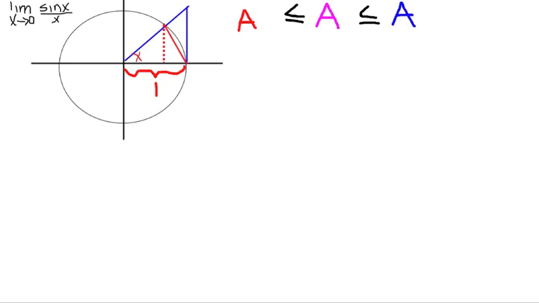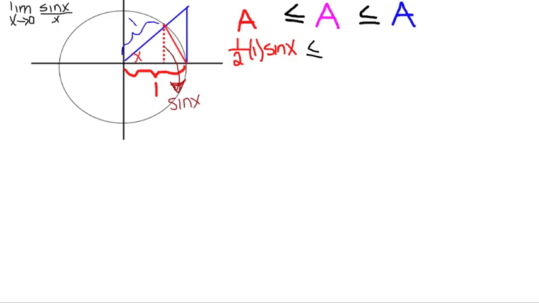So if I have this angle x, I also know that the hypotenuse of this right angle triangle I've made is 1, because it is also the radius of the unit circle, which then makes the opposite side sine of x. So the area of a triangle is 1/2 base times height, which means the area of this triangle is 1/2 times 1 times sine of x.